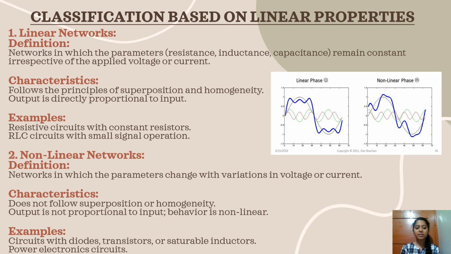Then the second type is nonlinear networks. The definition is networks in which the parameters change with variations in voltage or current. The characteristics are: it does not follow superposition or homogeneity. The output is not proportional to input. Behavior is non-linear. So examples for nonlinear networks are circuits with diodes, transistors, or saturable inductors, and power electronic circuits.